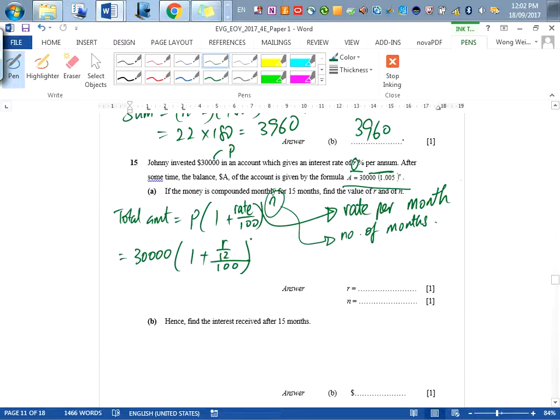15 months, yes. So now, we compare this with what was in the question. The 30,000 is shown over here. 1 plus R over 12 divided by 100 will be 1.005 and n will be equals to 15. So continue writing 30,000 times 1 plus R over 1,200 to the power 15. So by comparison, n, the power will be equals to 15. And R over 1,200 is equals to 0.005. R will therefore be equals to 6.